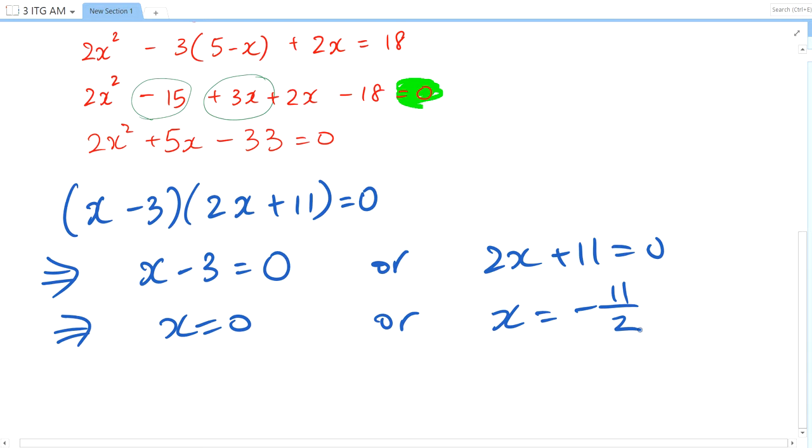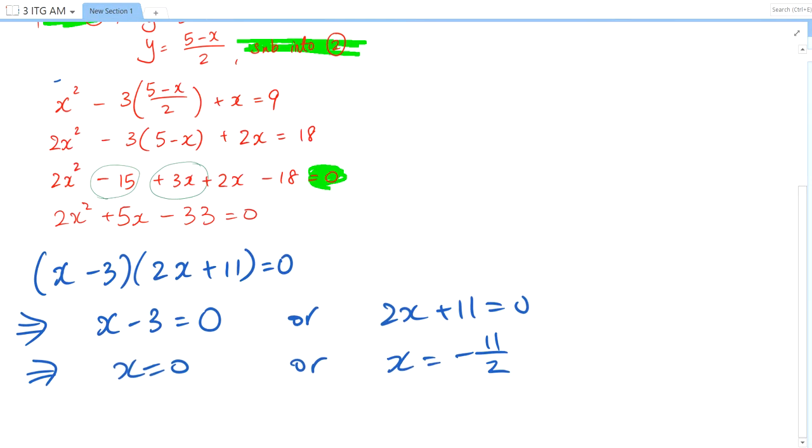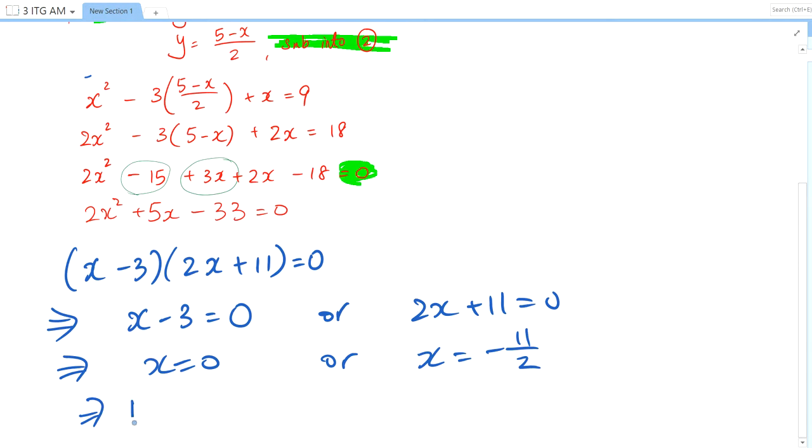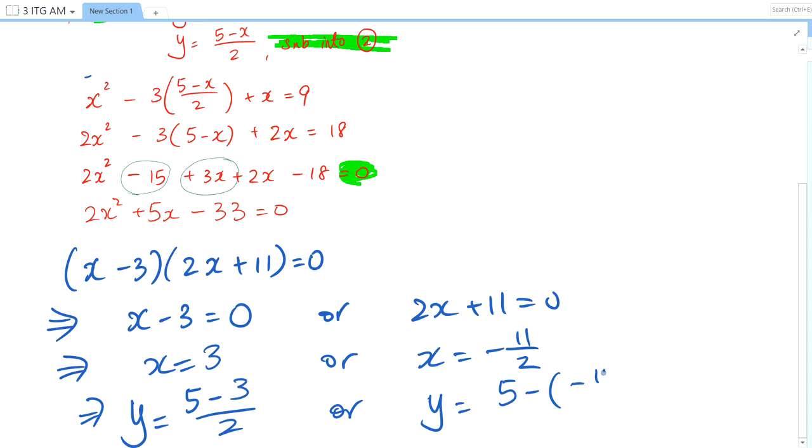Now, I've got my x values already. I still need my y value, right? So, I will sub back into my equation number 1. My equation number 1, over here I've got y equals to 5 minus x over 2. I've got my x value. So, therefore, y equals to 5 minus 3 over 2 or y equals to 5 minus negative 11 over 2 over 2.